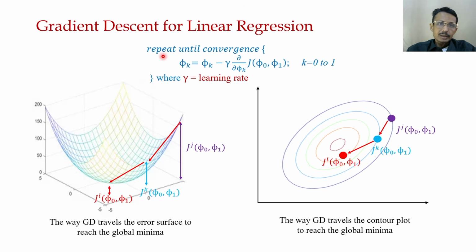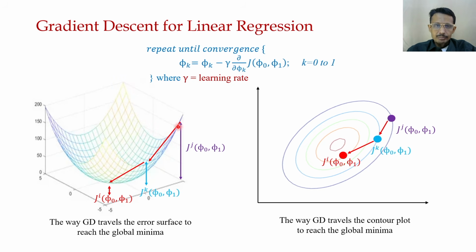Now, what is the visualization of the gradient descent algorithm on linear regression? As we have mentioned, this is the algorithm. Repeat until convergence: phi k is equal to phi k minus gamma times the partial derivative with respect to phi k of this cost function J(phi 0, phi 1). In this case there are two parameters, phi 0 and phi 1, where gamma is the learning rate. Now, what exactly does this mean?